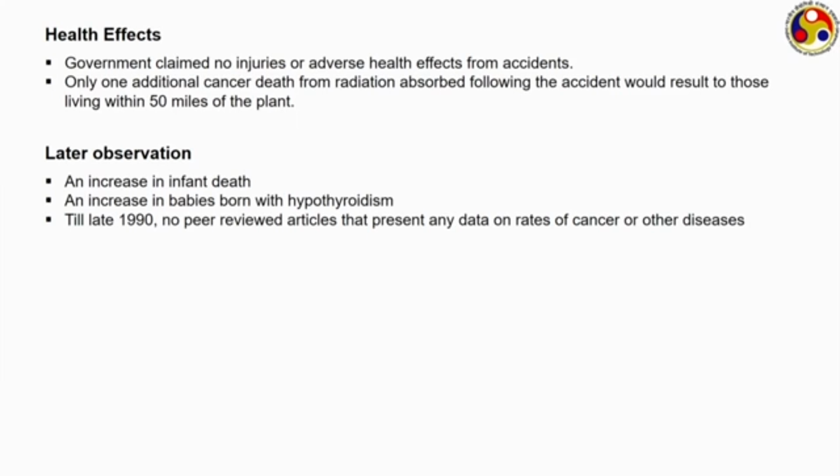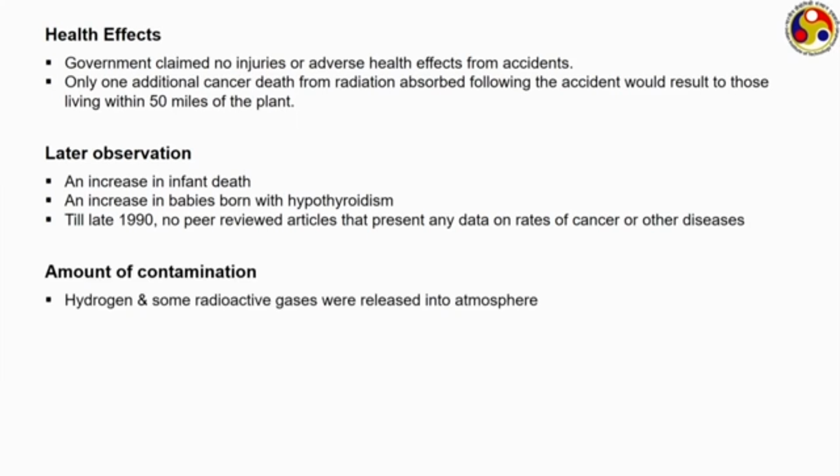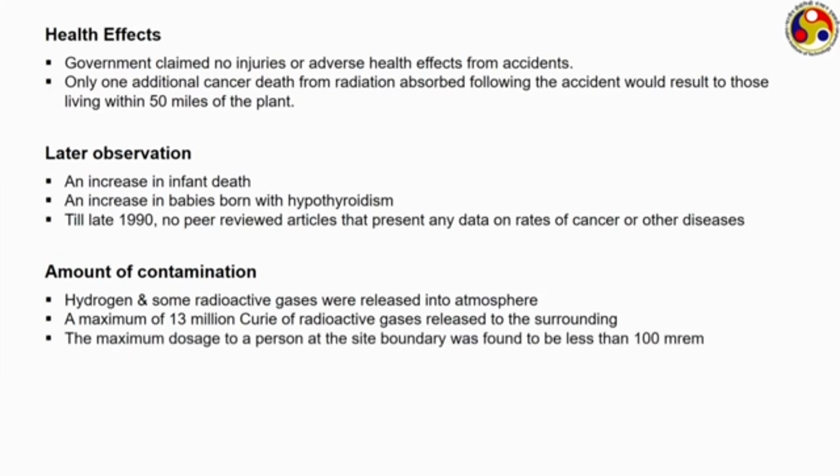Until about the late 1990s, no peer reviewed article was present which provided reliable data about the rate of cancer or other effects in the post TMI era. The amount of contamination was quite significant. Some radioactive gases and also hydrogen were released to the atmosphere. A maximum of 13 million curies of radioactive gases were released to the surroundings. That was quite a significant number at that point of time. The maximum dose to a person at the site boundary was found to be less than 100 mrem.